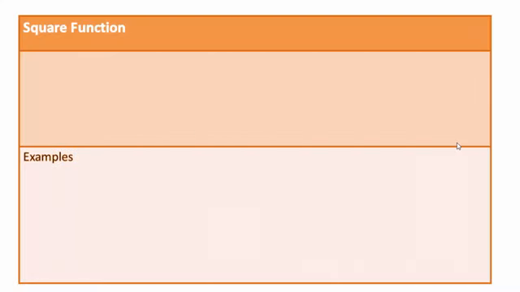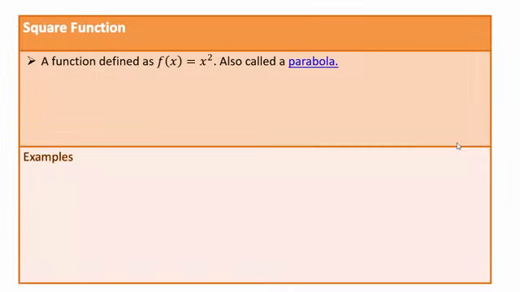The square function is another polynomial function, of degree 2, and is called a parabola. And again, to plot this graph, go ahead and make a chart. Plot x equals -2, -1, 0, 1, and 2. See what kind of graph you get. Go ahead and do that. Pause the video here, please.